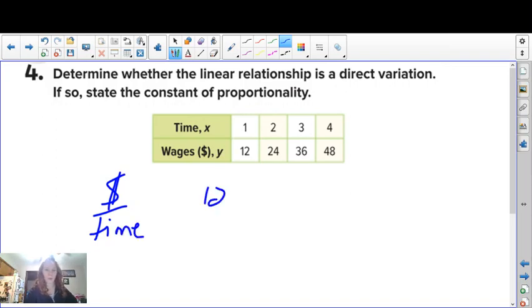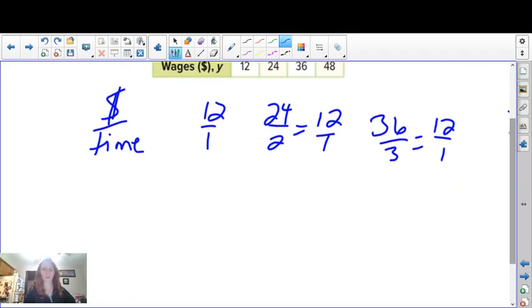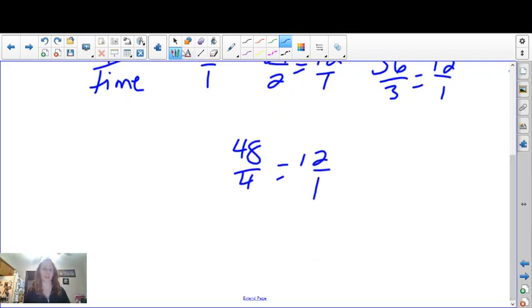So I have 12 over 1. That can't reduce. I have 24 over 2, which could reduce down to 12 over 1. I have 36 over 3, which could reduce down to 12 over 1. And I have 48 over 4, which could reduce down to 12 over 1. So yes, this is constant. I'm, again, increasing at the same rate.